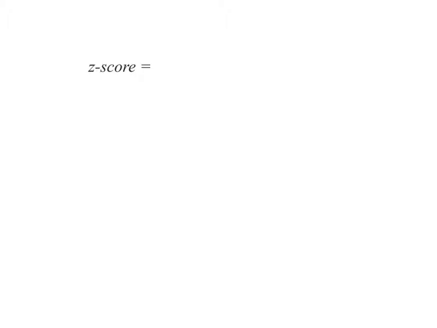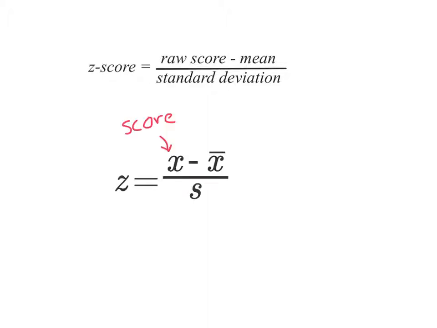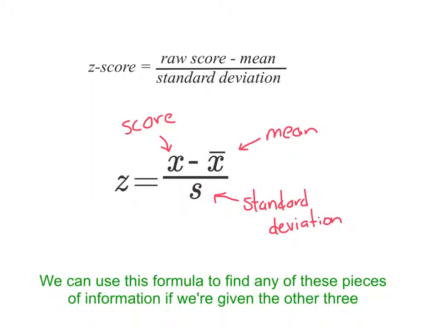To calculate the z-score, we'd have to take our original score and subtract the mean, and that'll tell us how far away it is from the mean. But because we want that in terms of standard deviations, we'd then have to go score minus mean divided by standard deviation. We can write that in a formula as z equals x minus x bar, which is our mean, divided by s for standard deviation. We can actually use this formula to find any of these pieces of information if we're given the other three.